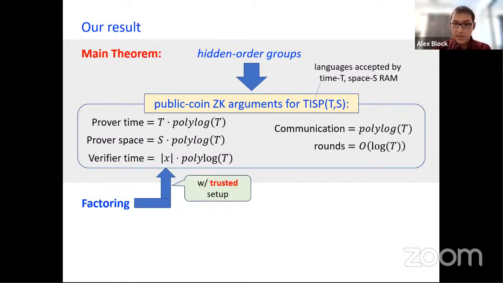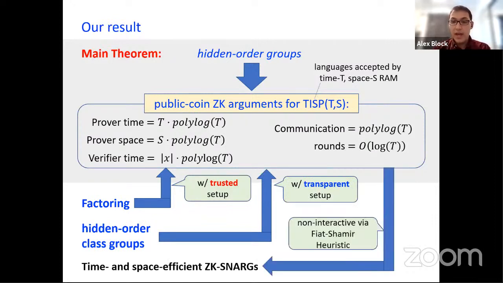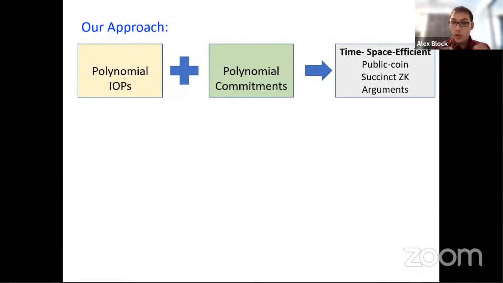If you want transparent setup, then we can instantiate the hidden order groups via class groups. And of course, we can make our public coin protocol non-interactive by applying the Fiat-Shamir heuristic. Okay, so very briefly, I'll talk about what our approach is.